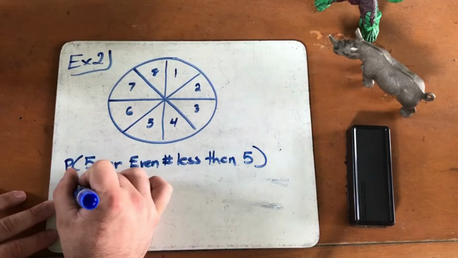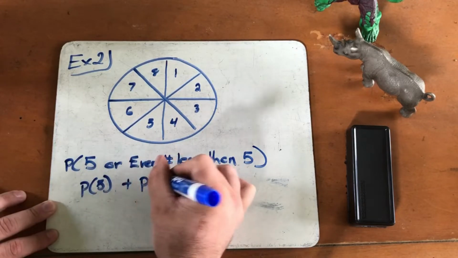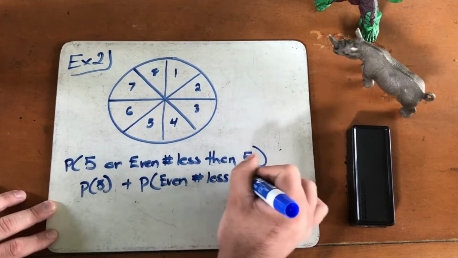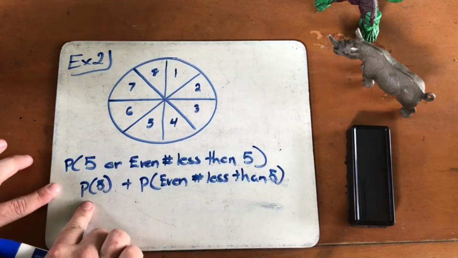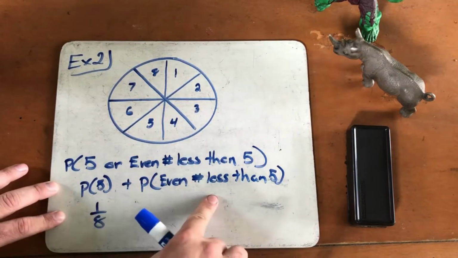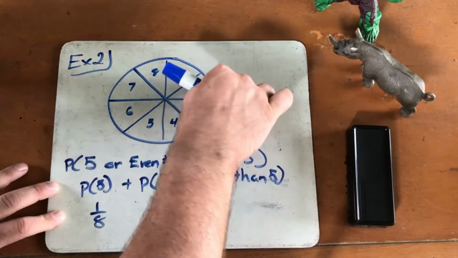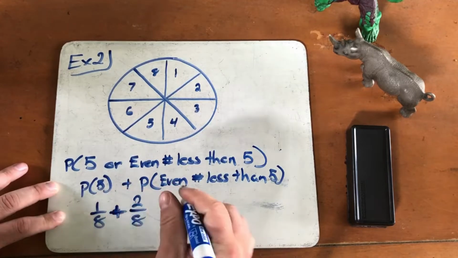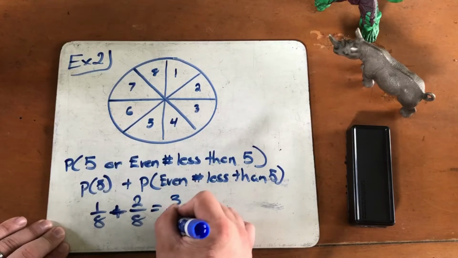So in this situation, I can just do the probability of landing on a 5 plus the probability of an even number less than 5. The probability of landing on 5: there is one 5 out of 8 numbers, so that is 1 out of 8. The probability of an even number less than 5: I have a 4 and a 2, so that is 2 out of 8. When I add these together, I end up with 3 out of 8.